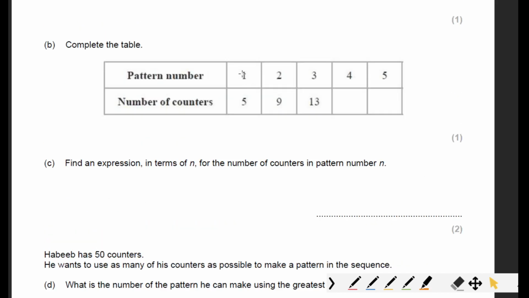Find an expression in terms of n for the number of counters with pattern number n. That's the nth term. We just did it a while ago with the other question. These are going up in steps of 4, so you write 4n, and the number that comes before the 5, as we saw earlier, was 1. That's the answer.